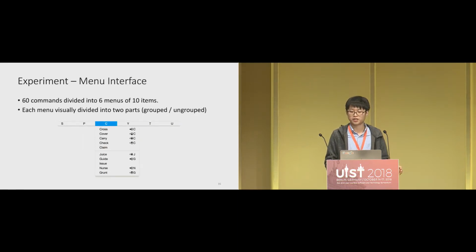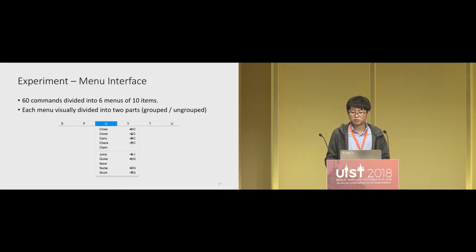In the menu interface, we divide the 60 commands into 6 menus. Each is visually divided into 2 parts, grouped and ungrouped. The grouped part contains a full set of 5 commands ranked from top to bottom: primary, secondary, tertiary, quaternary, and unmapped command, as we have just described. And the label of this menu will be the same as the initial of this set. Items in the unmapped part are just randomized across the whole menu interface.